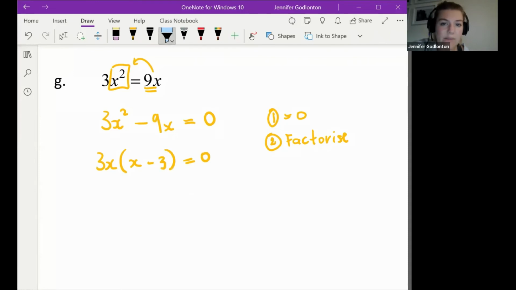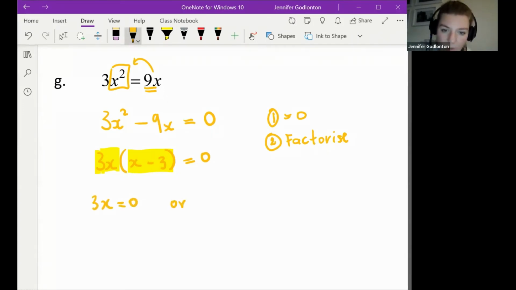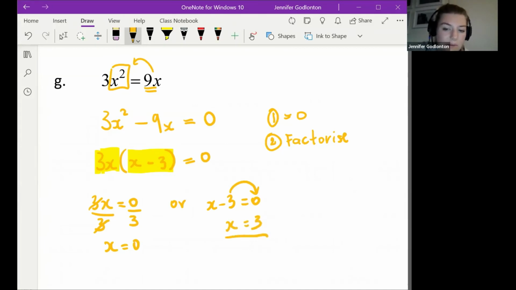And then we do exactly the same thing we just did. 3x is equal to 0, or x minus 3 is equal to 0. And I need x to be alone, so I'm going to divide by my coefficient. So x is equal to 0, or move that 3 over, x is equal to 3. And those are my two answers for x. I feel like now we're accelerating. My people are on fire. Okay, Neo, how can I help?